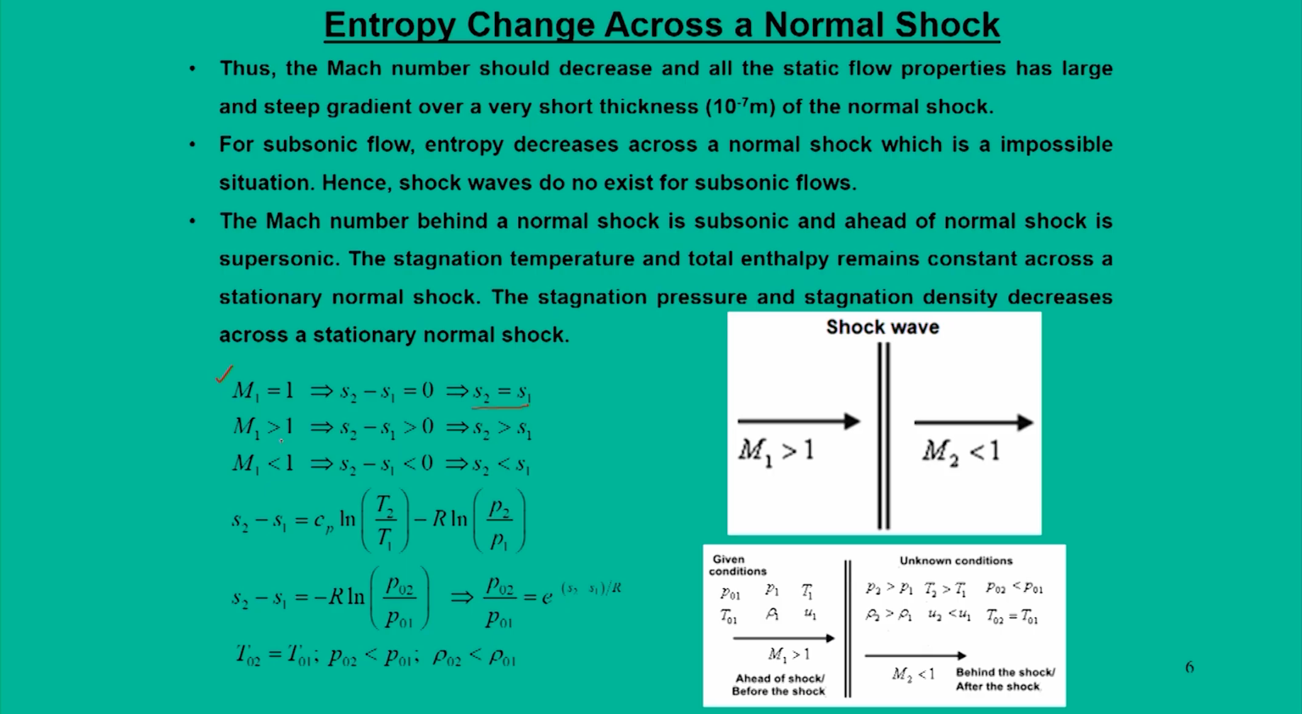Now, when M1 is greater than 1, S2 minus S1 is always greater than 0, which means S2 is greater than S1, which means the entropy after the shock is always higher than S1. This is the second case, and that means entropy always increases. So, this is true.